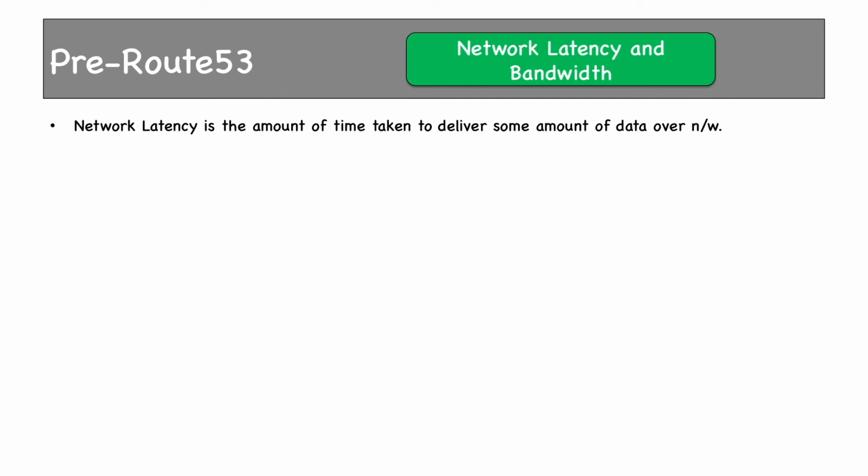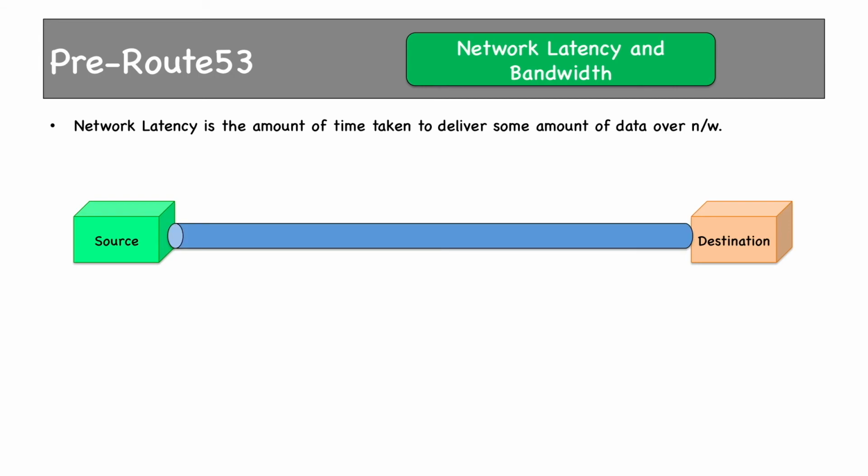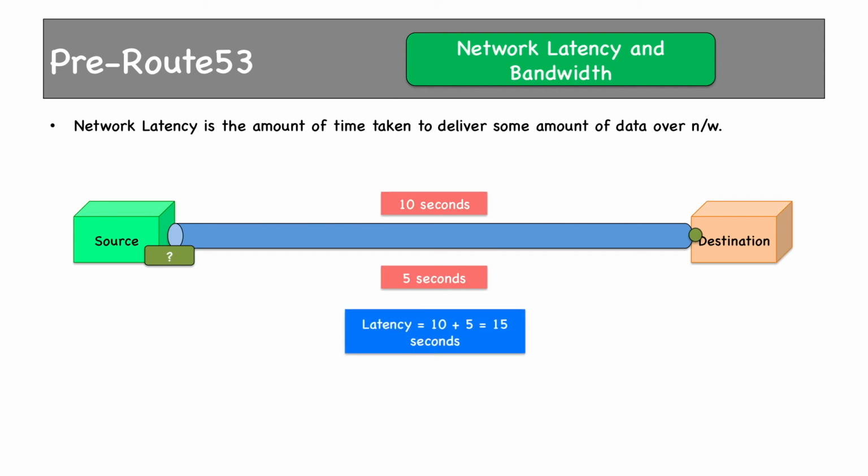Network latency is the amount of time taken to deliver some amount of data over the internet. We have source and destination machines here, servers, computers, whatever you might want to say. This is the network pipe through which data is transferred. And I want to transfer this piece of data from here to here over the network. Let's say it took 10 seconds for the entire process. Also, I want to know whether the delivery was successful or not. So the completion message travels over the network again to inform me at the source. Let's say this process took 5 seconds. In this case, we would say that the latency was 15 seconds.